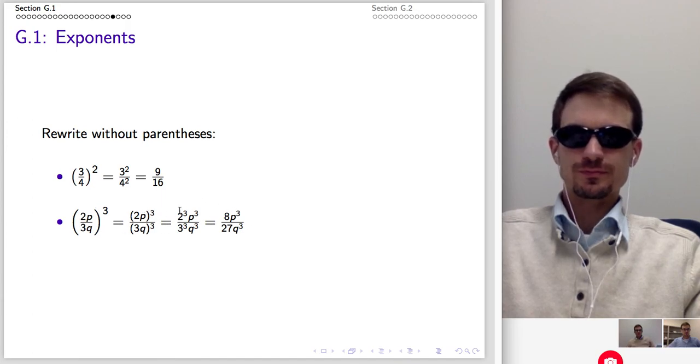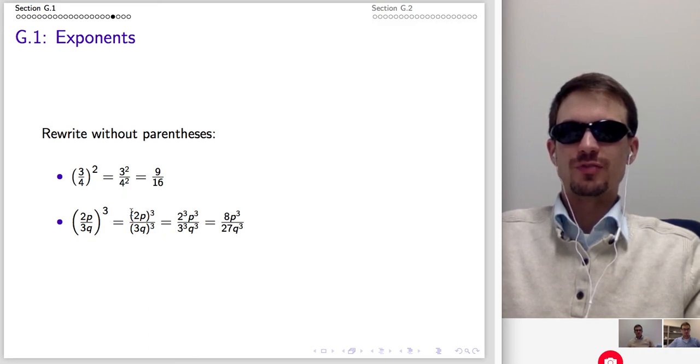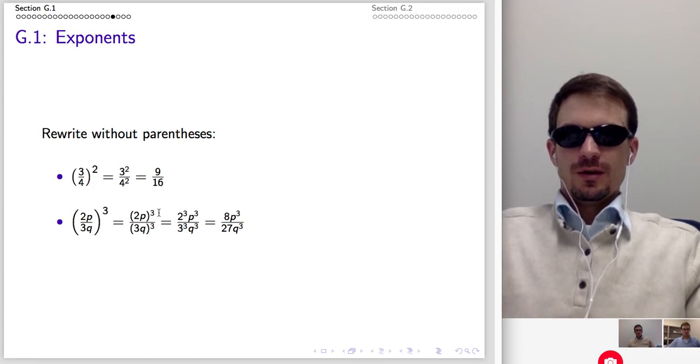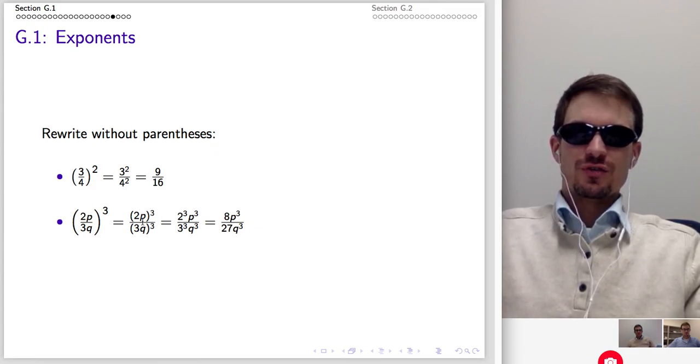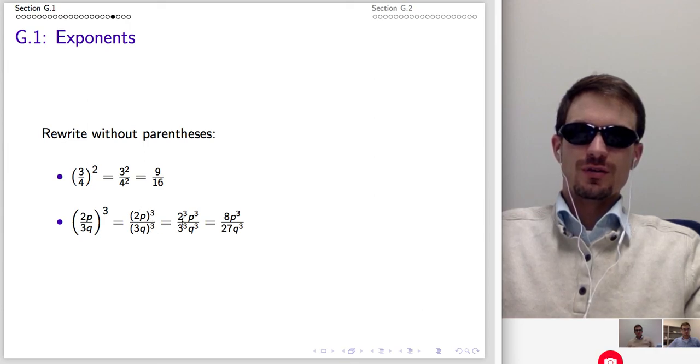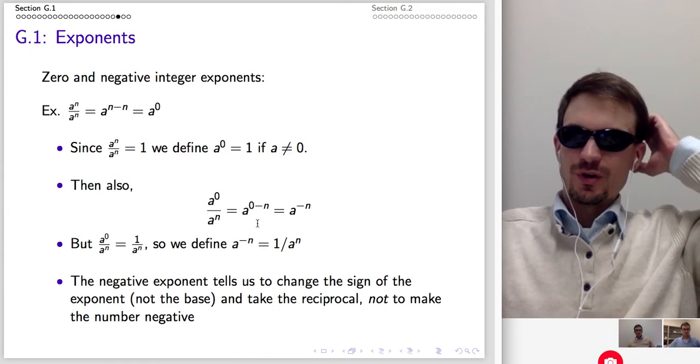So, right, the first thing I'm going to do is allow these parentheses to remain. And that's just going to help me be really careful to make sure that this 3 goes to each of these 4 characters: to the 2, to the p, to the 3, and to the q. So there we go. So then 0 and negative exponents.